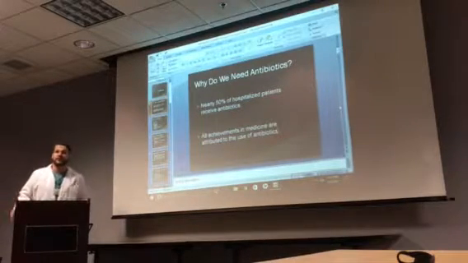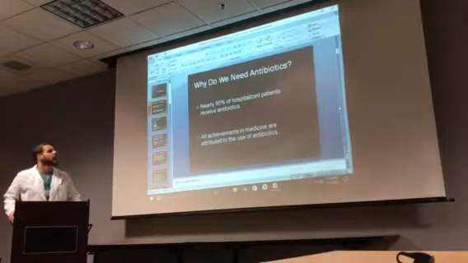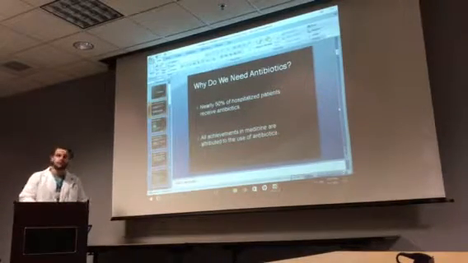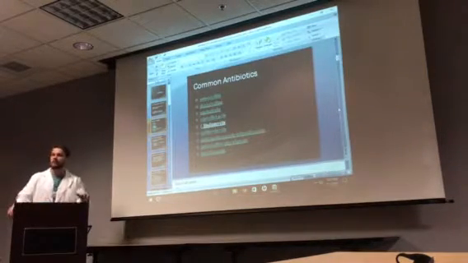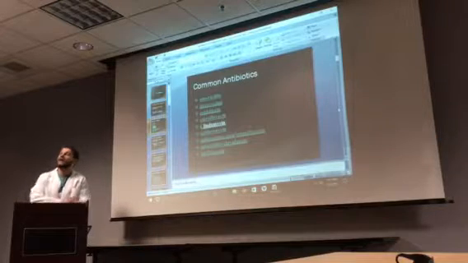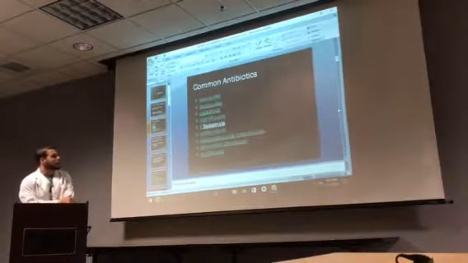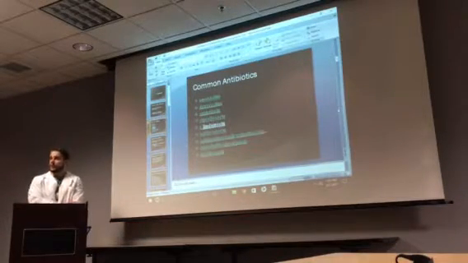First thing I want to go over here is, why do we need antibiotics? Nearly 50% of hospitalized patients receive some form of antibiotic. All achievements in medicine are attributed to antibiotics. Common antibiotics you've probably taken by mouth, or you probably had an IV before if you've ever been hospitalized. Amoxicillin, azithromycin, Levaquin, just some common names there.